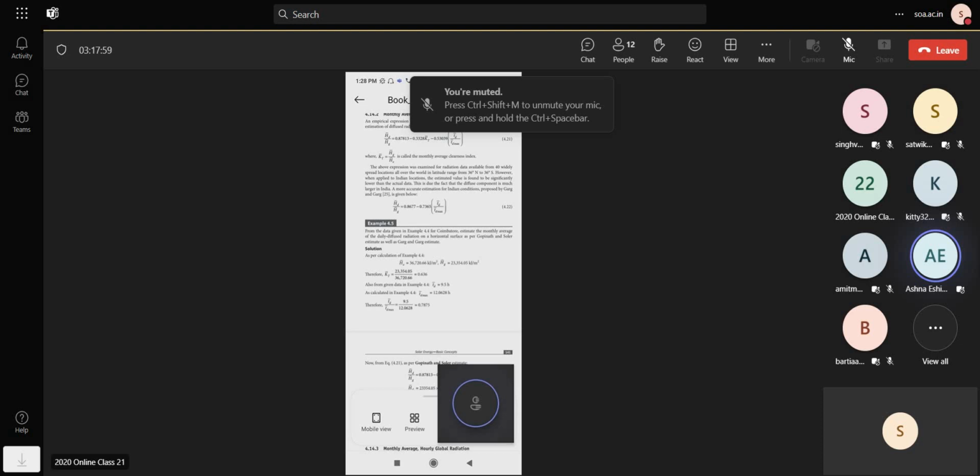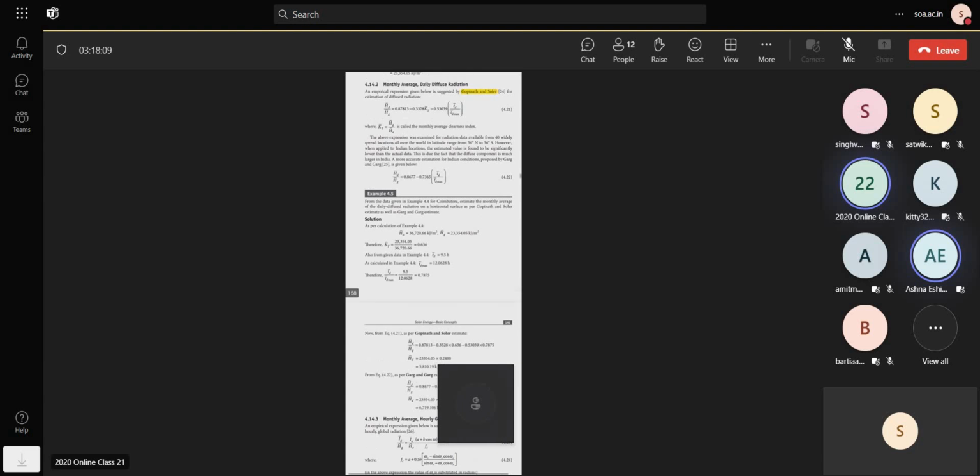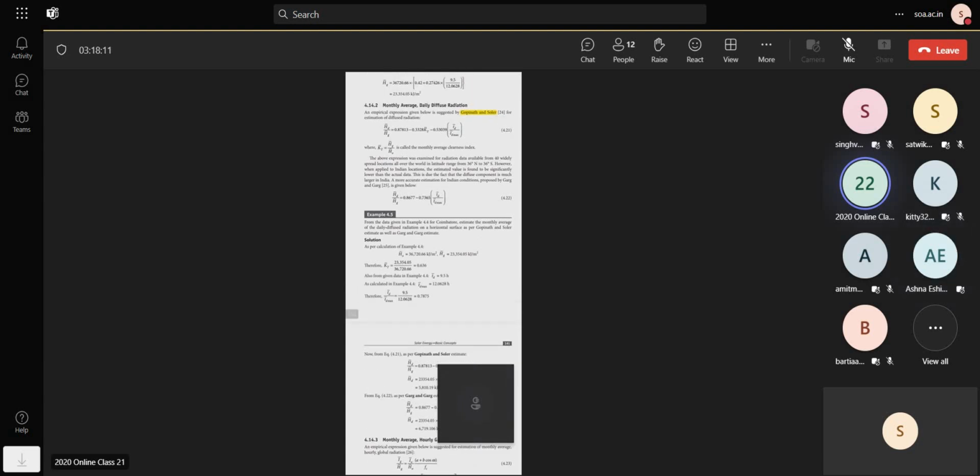Sir, HD value is 6,600 kilojoule per meter square. Yes, please write kilojoule per meter square. Then we have calculated the HD bar value from this one, and now write down again Garg and Garg. Calculate the HD bar value with the Garg and Garg formula. Everything else is given. Calculate the HD bar value with the Garg and Garg formula mentioned in 4.22.